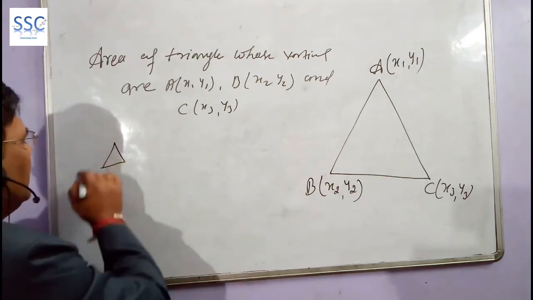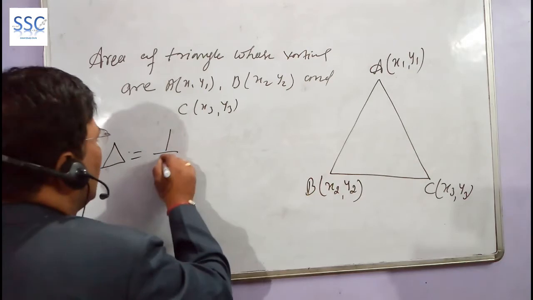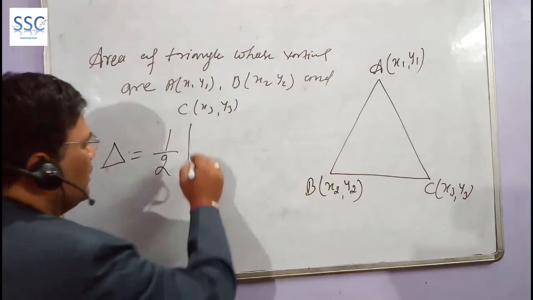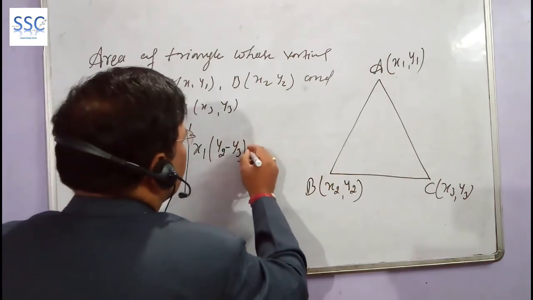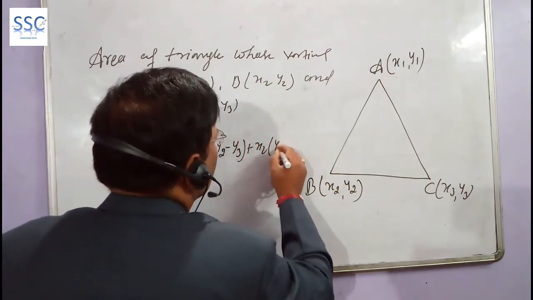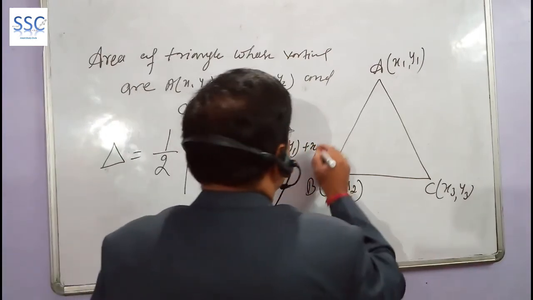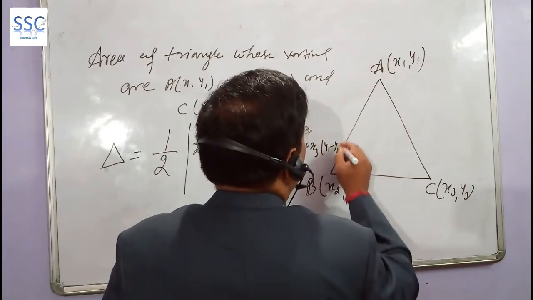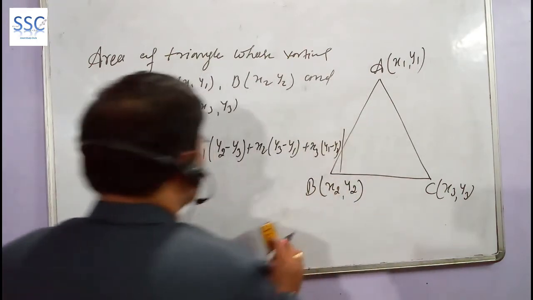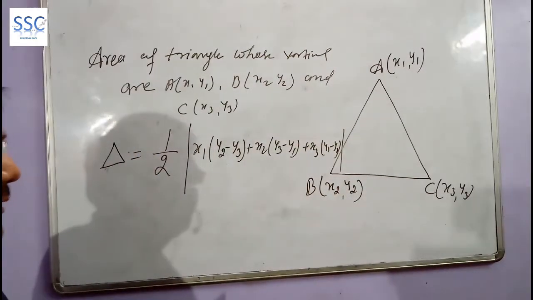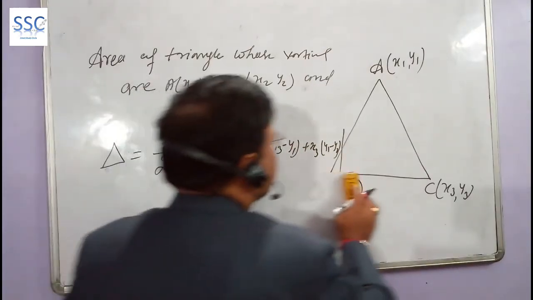For the area of a triangle, it is equal to half the absolute value of x1 (y2 minus y3) plus x2 (y3 minus y1) plus x3 (y1 minus y2). Now, if you watch carefully, we have so much experience of about 20 years, but you may have some confusion.